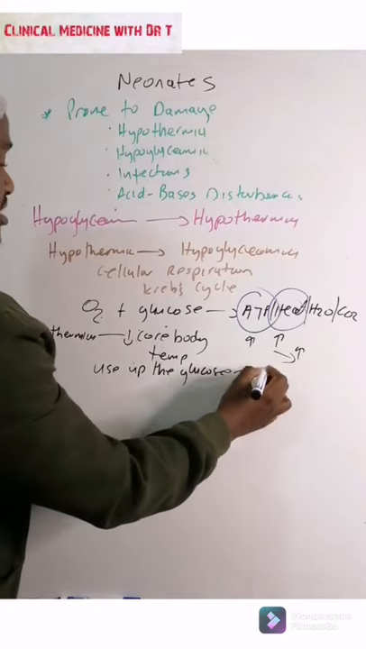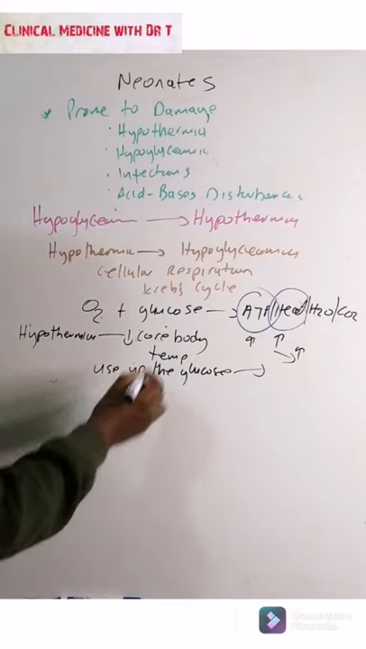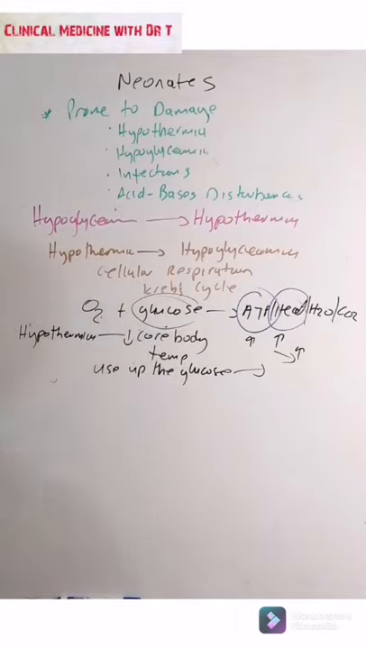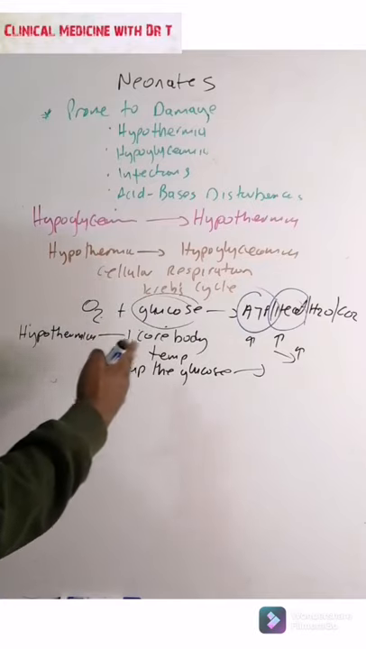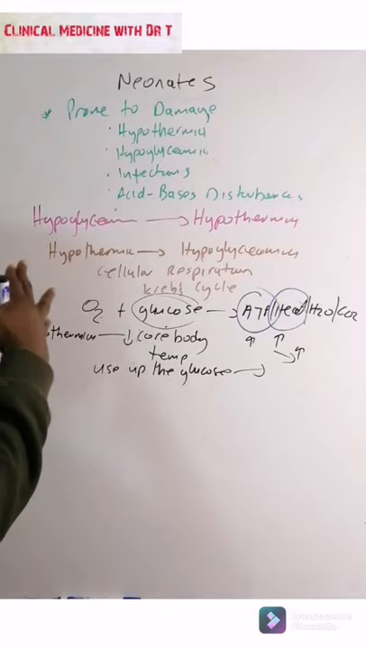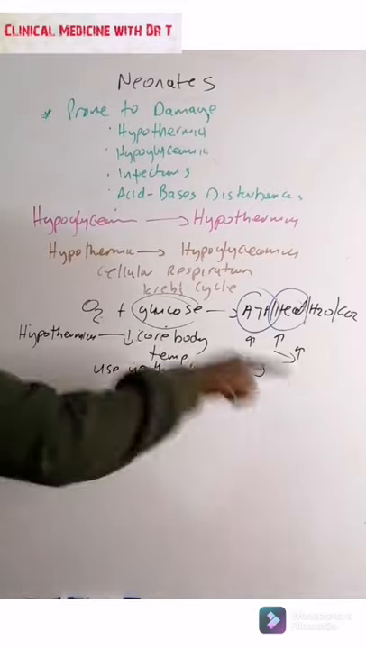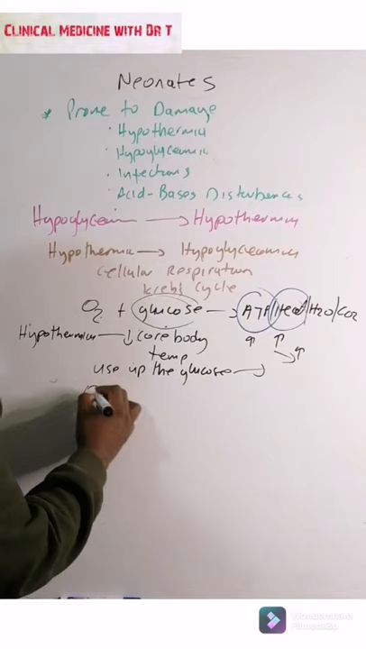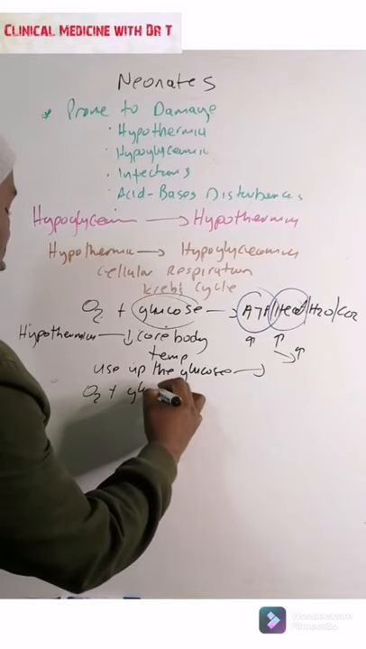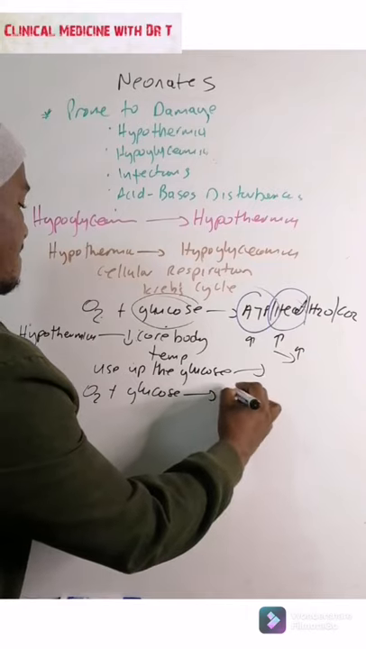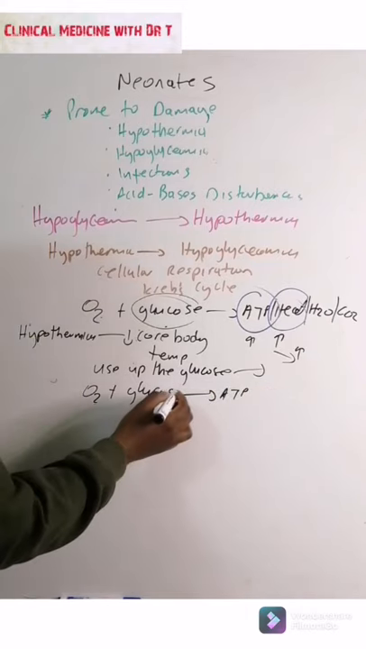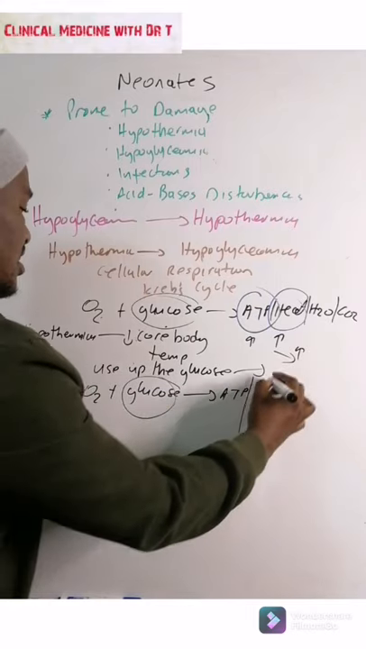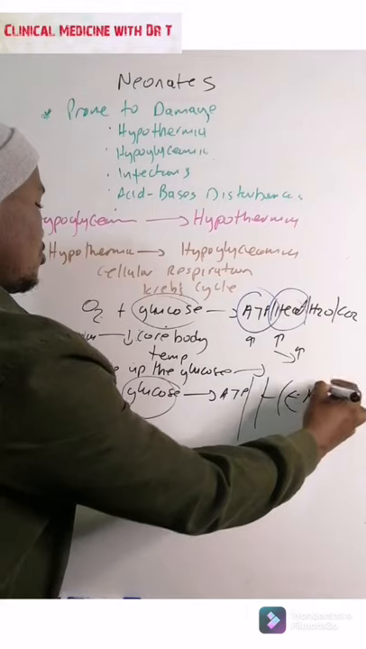But now there's a problem. If you use a lot of glucose and you are not giving the patient, or the neonate, glucose, you are not replacing the glucose. As long as this baby is still hypothermic, the reaction will keep being pushed to that side. So your glucose is going to end up being used up. And once you use up the glucose, you will become hypoglycemic, because now you're going to use this up. In the process, you create a lot of heat.